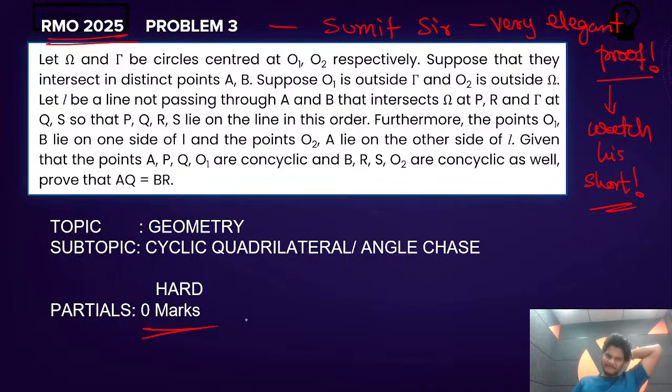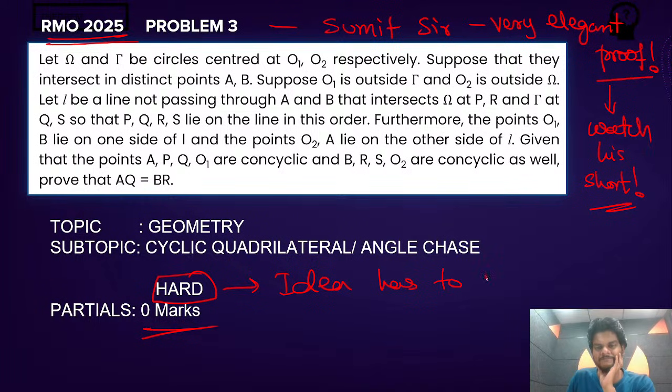So partials can't be there. It is hard because the idea has to click. That's the problem with all the geometry problems, isn't it? The idea has to click. But once the idea is there, it's kind of very easy. Using that rhombus, yeah. That thing, right?